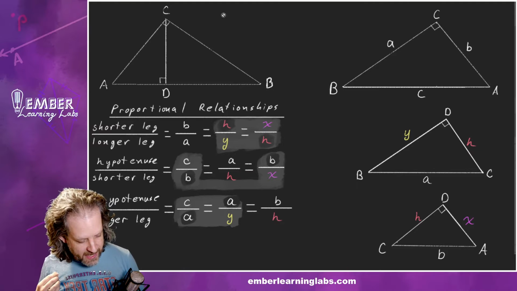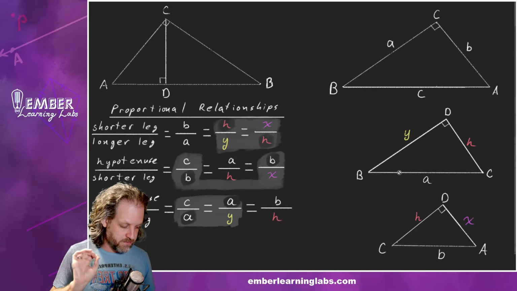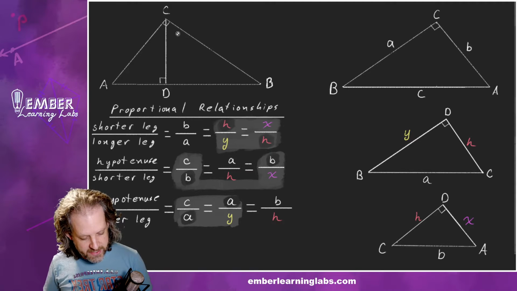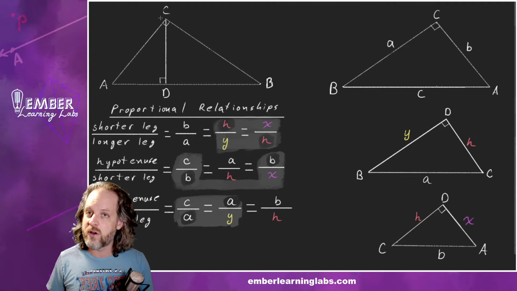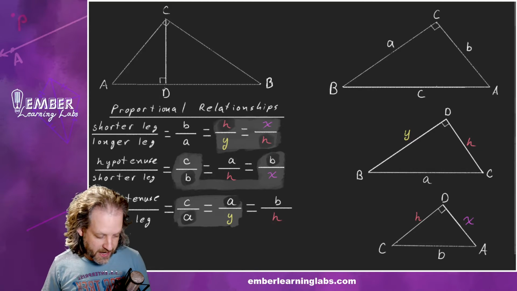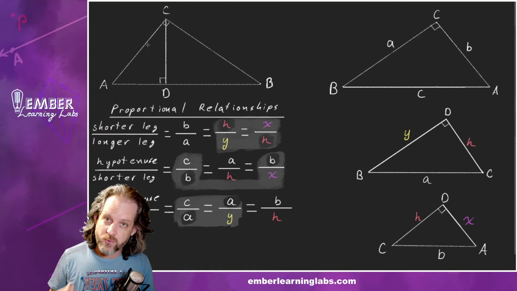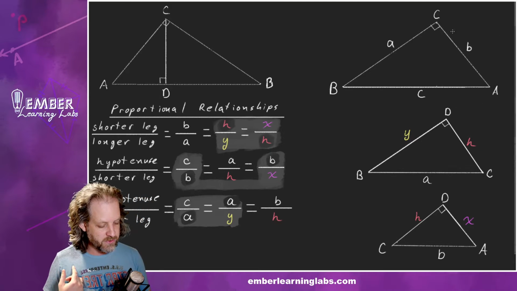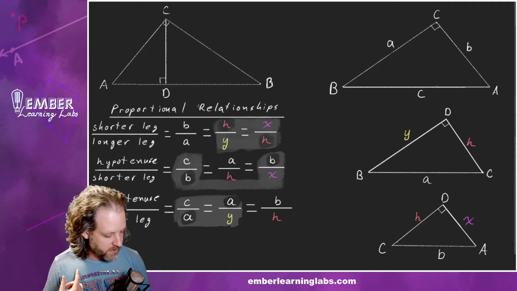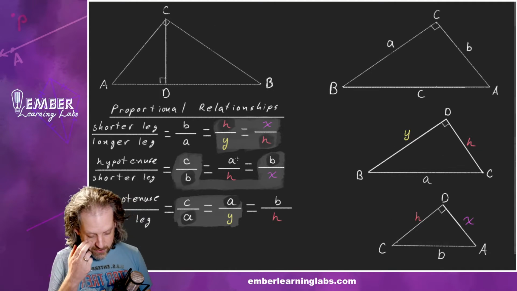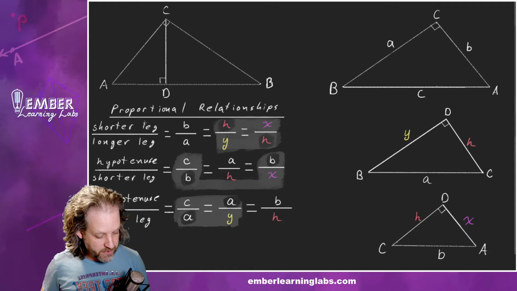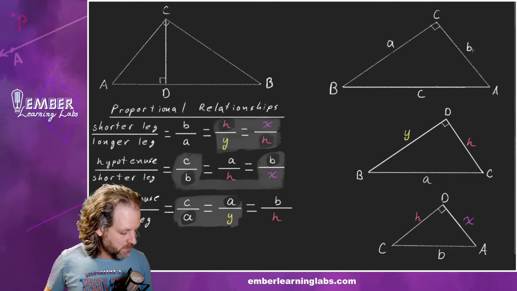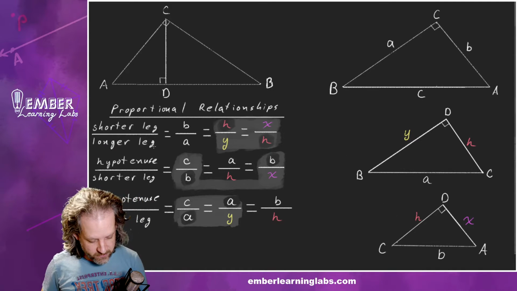So if we have that same triangle, we're illustrating some proportional relationships. What we've got here is this triangle with an altitude drawn from the right angle to the hypotenuse. That's the same as the one we had last slide. And then we broke out all three triangles so it's easier to see, right? So this is the big one, this is this one, this is this one. And we've also written out all of the proportional relationships. So if we do shorter leg to longer leg, B to A equals H to Y equals X to H. So short leg to long leg is this top row here.